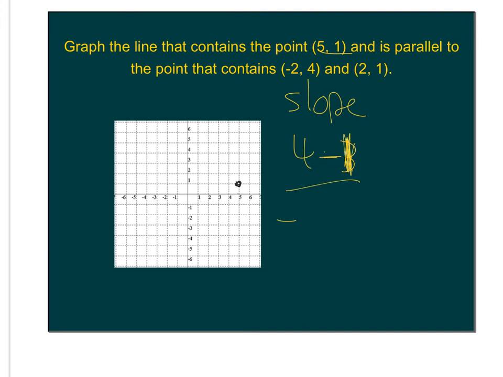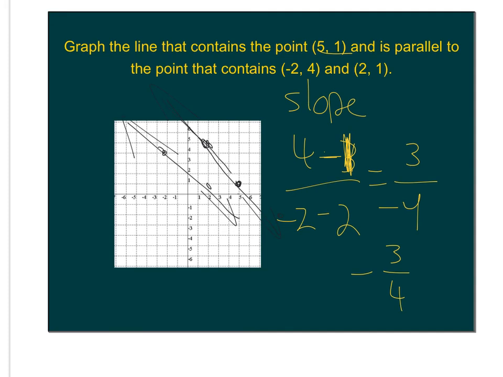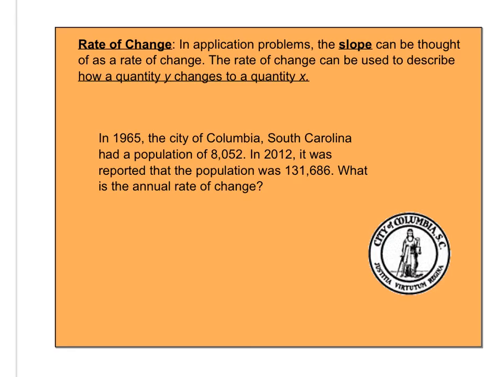And then negative 2 minus 2. So that's going to be 3 over negative 4. So negative 3/4. So that's the slope I want. So down 3 over 4. So it's going to go right here. It's going to be parallel to the line through negative 2, 4, and 2, 1. So it looks like it's going to be pretty close. If I could draw a line pretty well, it would be actually looking pretty steady there.